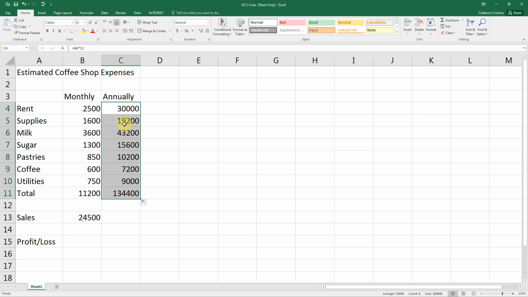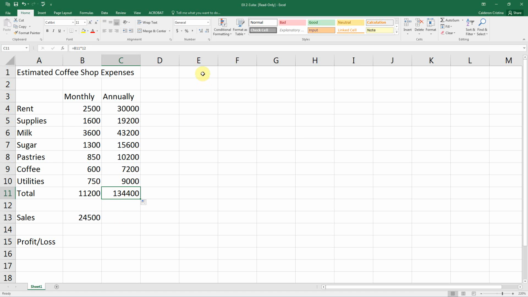So you want to double check. Then you can see that the formula is right. B5, I want to multiply it by 12. B6, I want to multiply that by 12. And then down here, B11, you're going to multiply it by 12. Because you're just seeing what your monthly expenses are at the coffee shop, and then you're also seeing what your annual expenses are.